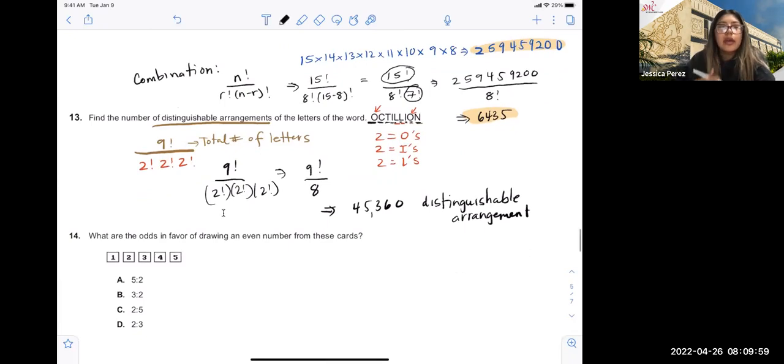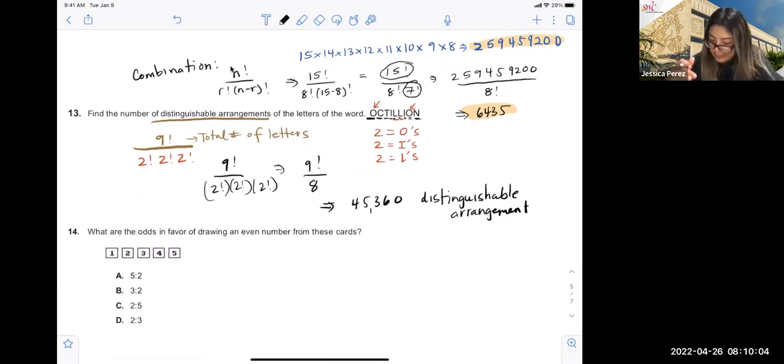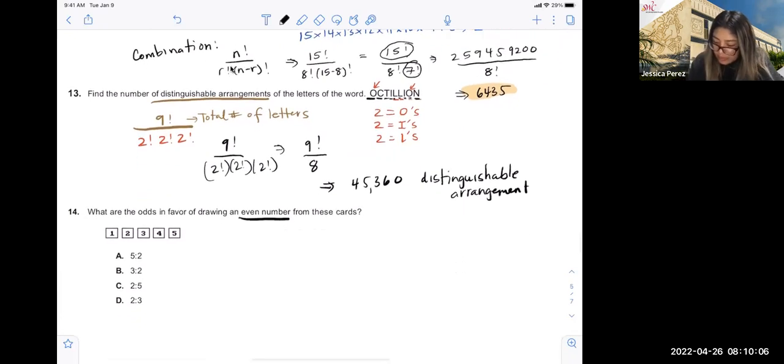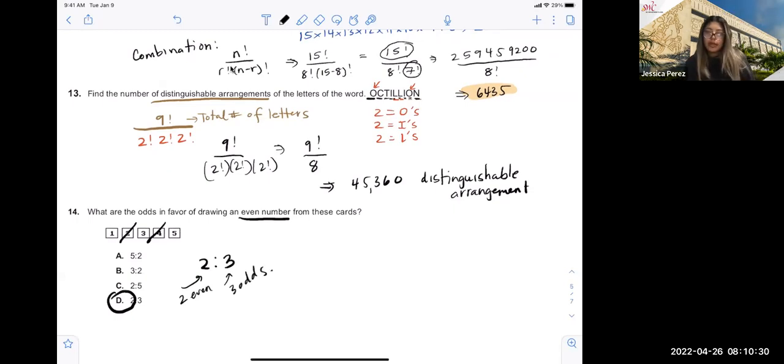What are the odds in favor of drawing an even number? Now, how many even numbers do we have? We have 1, 2. So 2 versus 3. So we have 2 evens versus 3 odds. So what are the odds in favor?